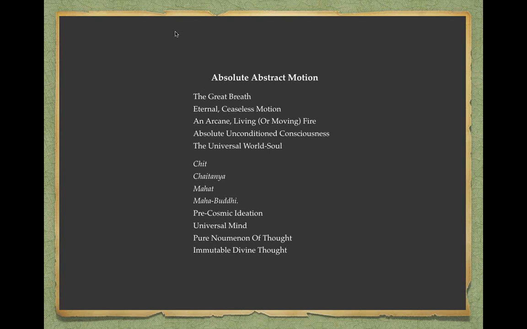Absolute abstract motion, the great breath, eternal ceaseless motion, an arcane living or moving fire, absolute unconditioned consciousness, the universal world soul, Chit, Chaitanya, Mahat, Mahabuddhi, pre-cosmic ideation, universal mind, pure noumenon of thought, immutable divine thought.